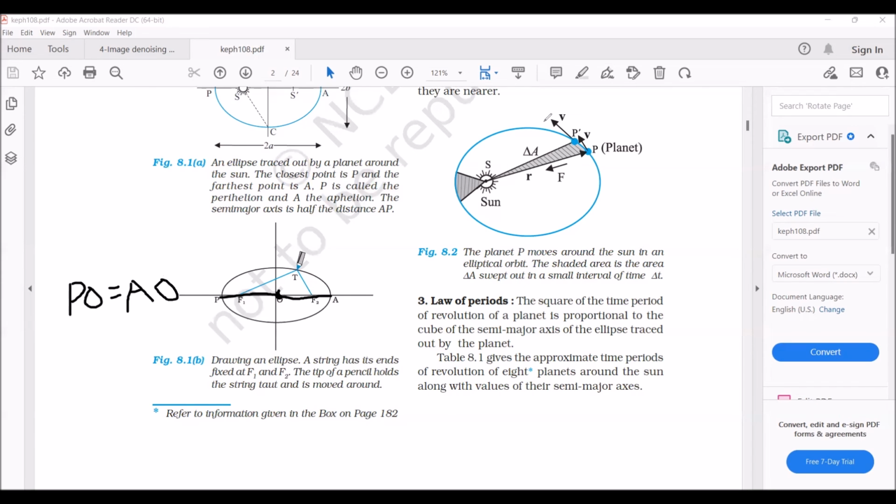In order to make the ellipse a circle, these two foci, F1 and F2, have to merge into the center of the ellipse, then it will become the circle and the semi-major axis will become the radius of the circle.